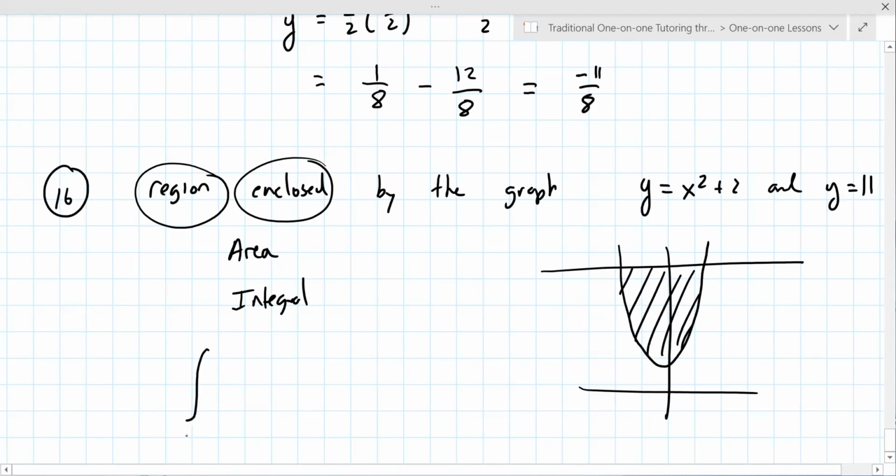If we write integral, what do we need below it and above it? The bounds. And how do we get those? From setting these equal to each other. So x squared plus 2 equals 11, x squared equals 9, x equals plus or minus 3. There's your bounds. The area is always top minus bottom, so that's 11 minus (x squared plus 2), from -3 to 3.